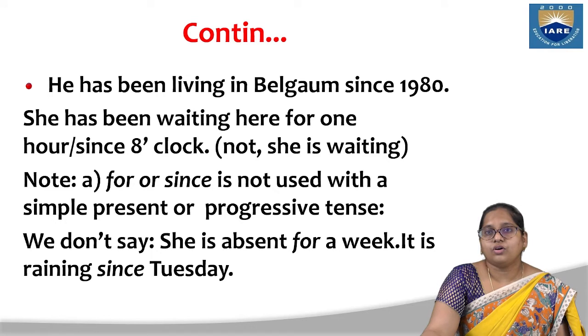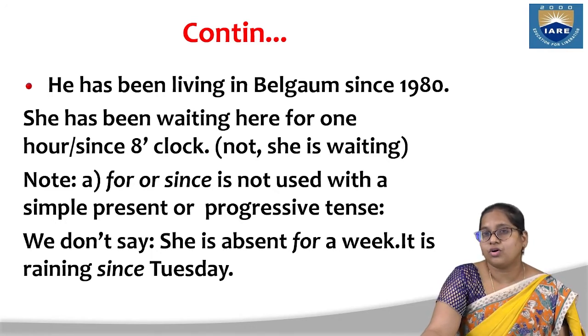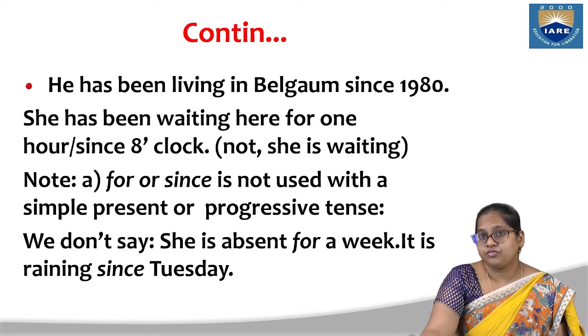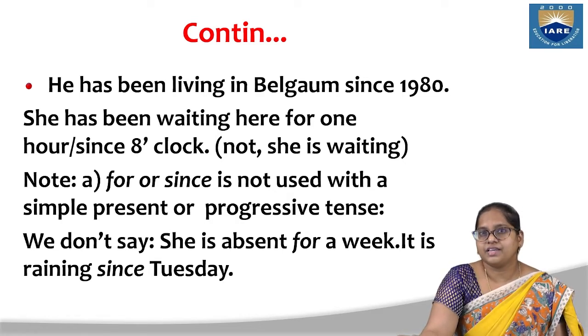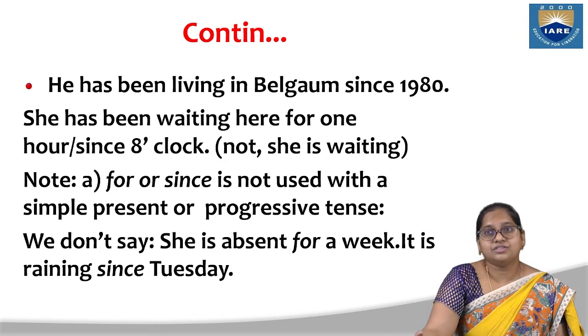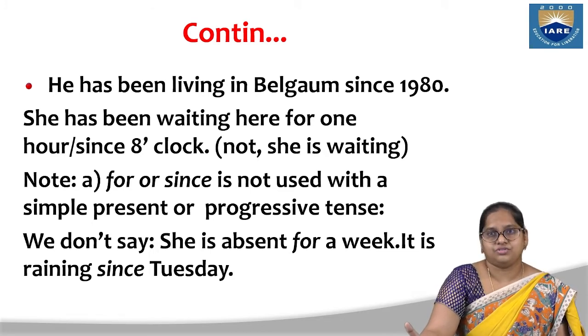Next, for or since is not used with a simple present or progressive tense. That means you cannot say she is waiting for many days, or she's absent for a week. We don't say she's been. We use present perfect progressive. But you do not use it when you are using progressive, or it is raining since, you don't say.